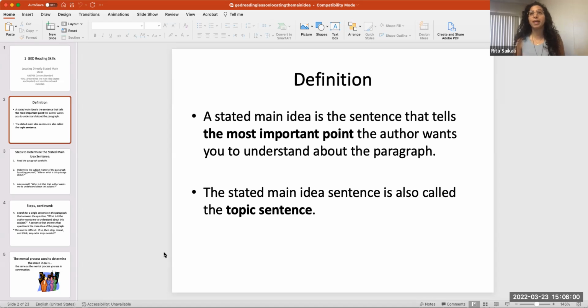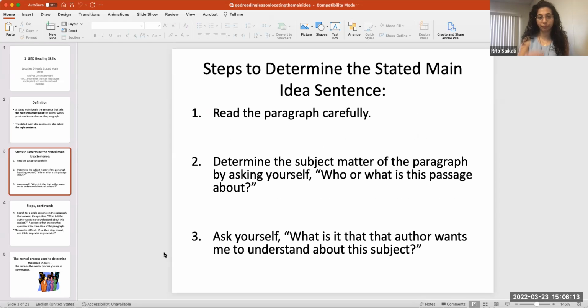Cool. So basically, almost every single paragraph in English tends to have one topic sentence or one main idea that it talks about. Cool? So for example, well, can't give the example now. We'll give an example in a second.